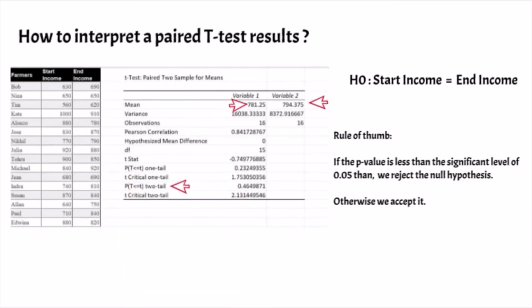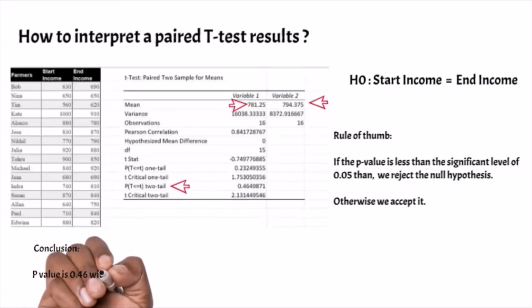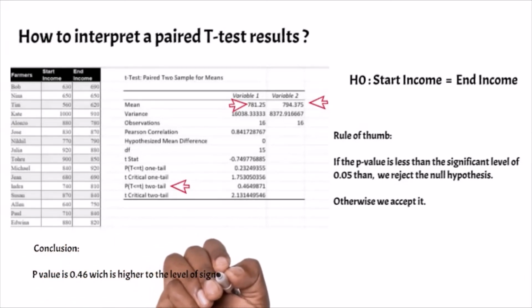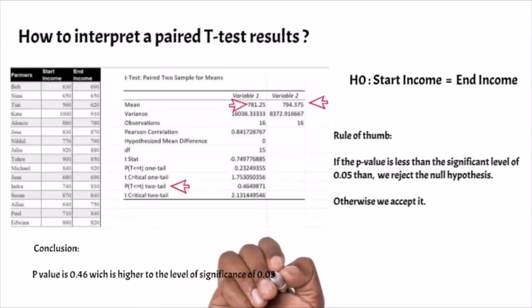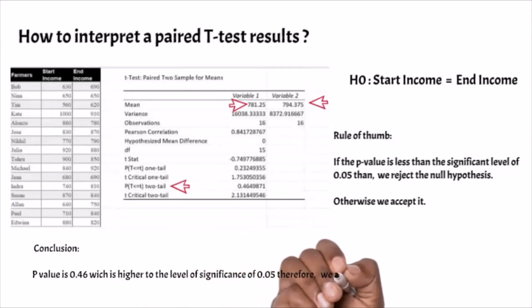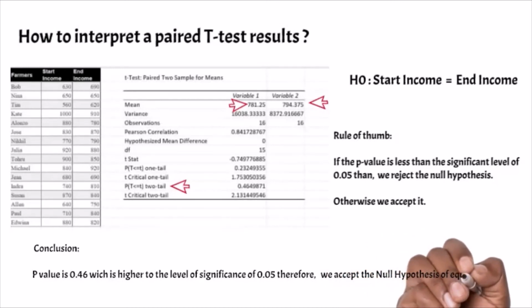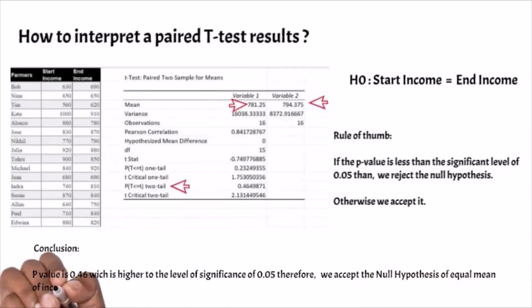we can see that, for example, the p-value is equal to 0.46, which is higher than the level of significance of 0.05. Therefore, we accept the null hypothesis of equal mean of income. Therefore, we did not have any impact in our project between the start and the end of our project.